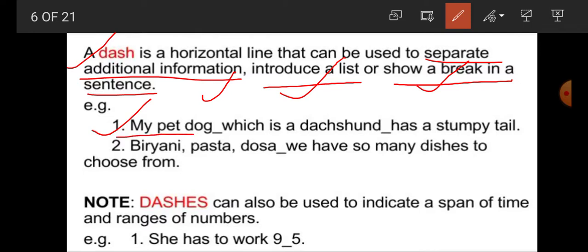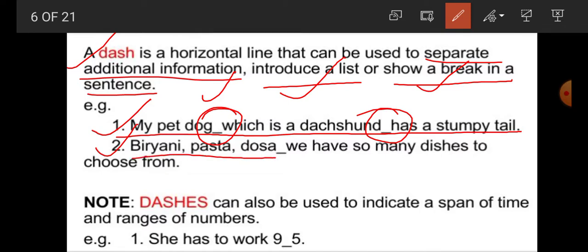So here, students, in this sentence, the sentence is divided into parts, and that's why the dash is used here and here also. The next one, students: biryani, pasta, dosa, we have so many dishes to choose from. So here it is biryani, pasta and dosa. After that there is a dash. So it introduces a list here, and that's why, students, the dash is used.